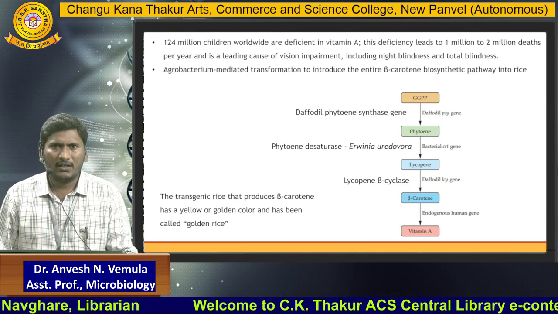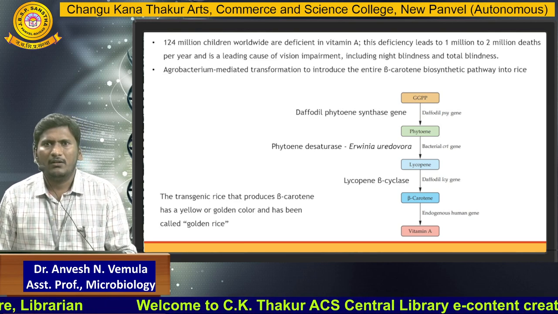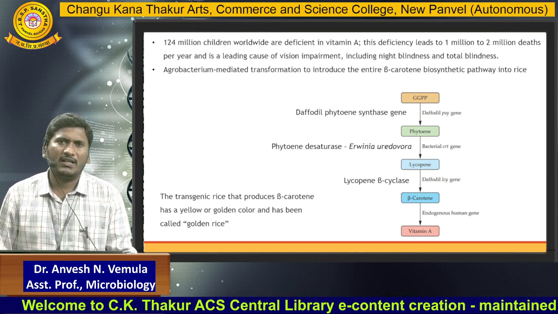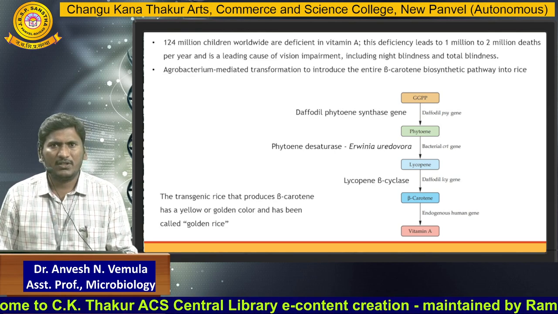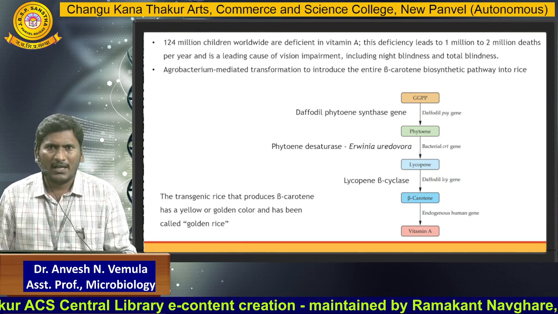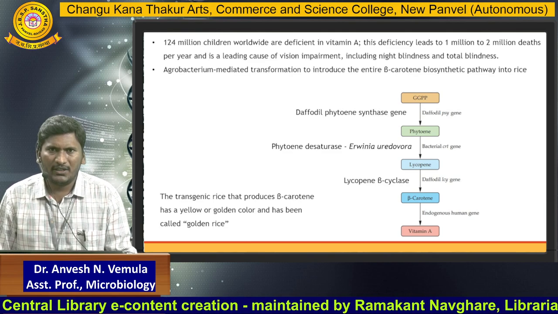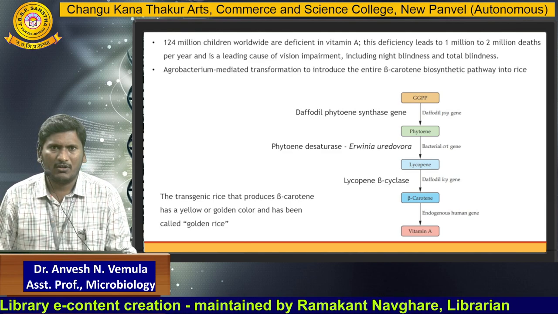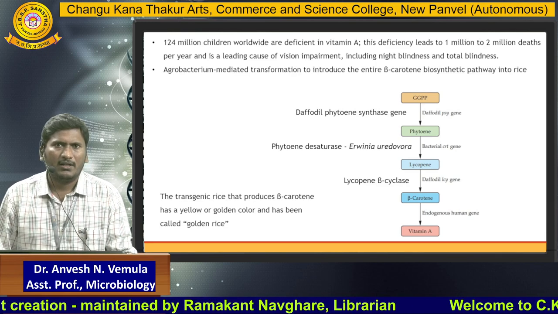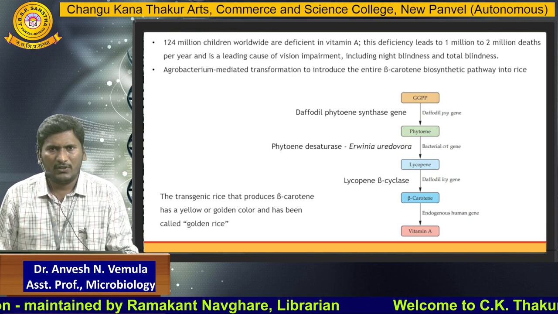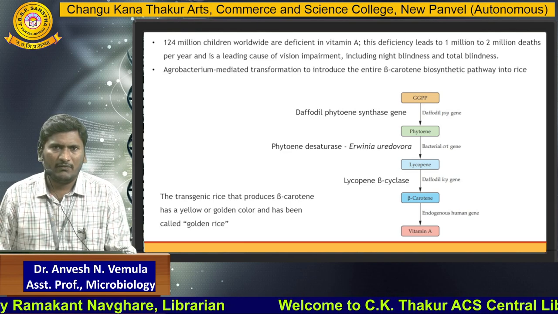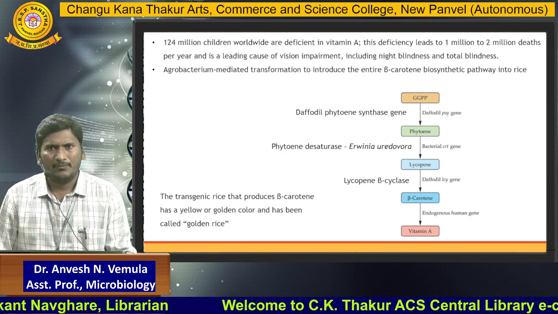The phytoene is again converted into lycopene by the action of an enzyme called phytoene desaturase, which is obtained from a bacterium called Erwinia uredovora. Lycopene is again converted to beta carotene by the action of an enzyme called lycopene beta cyclase, which is again obtained from daffodil. Beta carotene is finally converted into vitamin A with the help of human endogenous genes.